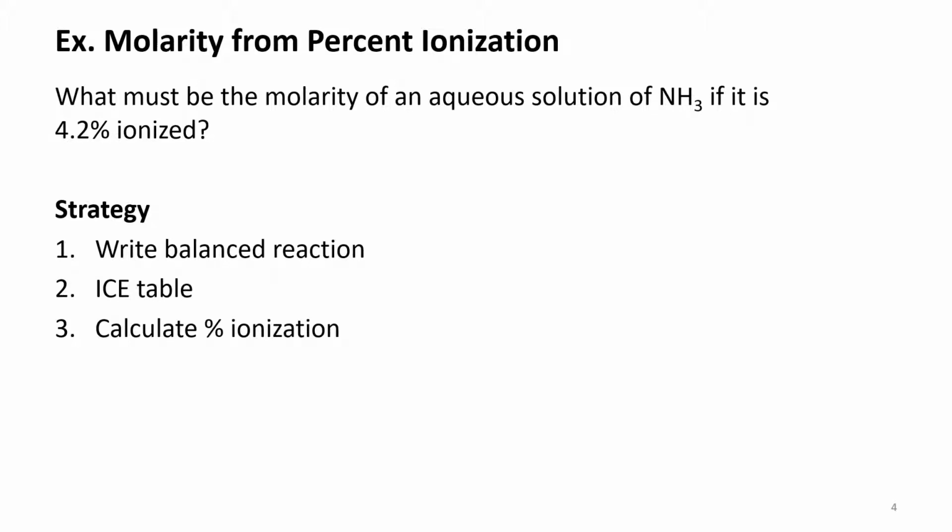Here we are asked to calculate the molarity of an aqueous solution of ammonia that is 4.2% ionized. The strategy we're going to use is to write the balanced chemical reaction, then construct an ICE table, and finally calculate the molarity. So the first step is to write the balanced chemical reaction: ammonia plus water exists in equilibrium with its conjugate acid, ammonium, NH4+, plus hydroxide.